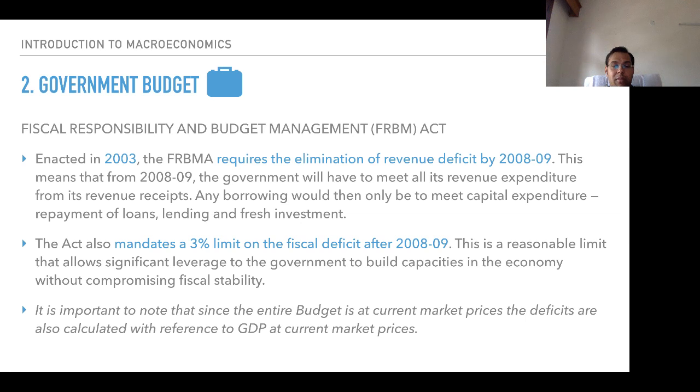It is a reasonable limit that allows significant leverage to the government. That leverage can be allowed to build capacities in the economy. Economic capacity is built on capital expenditure, and for that you have to spend more. Capital nature, not revenue nature. So that leverage can be given to the government of India without compromising fiscal stability.